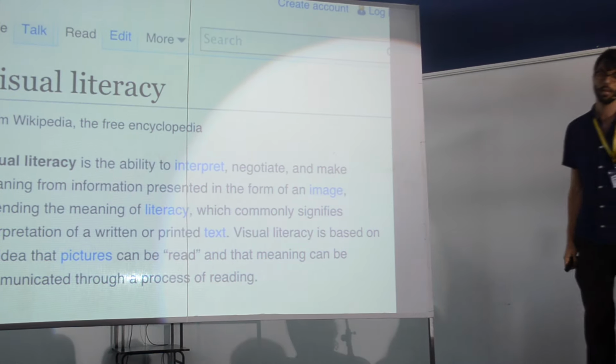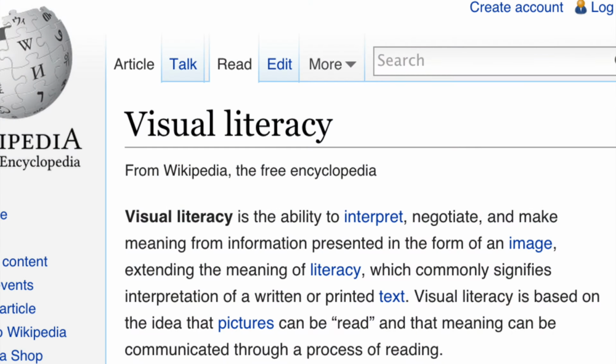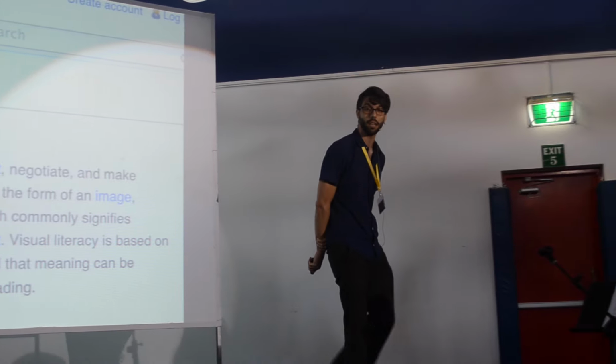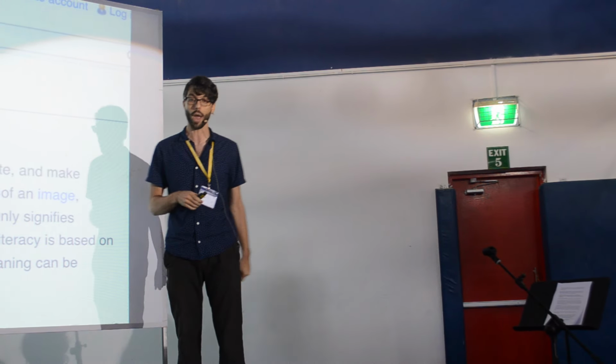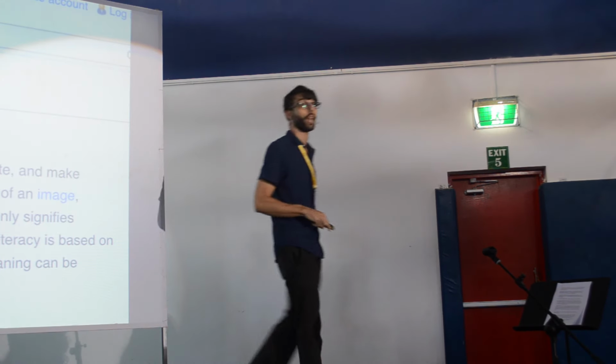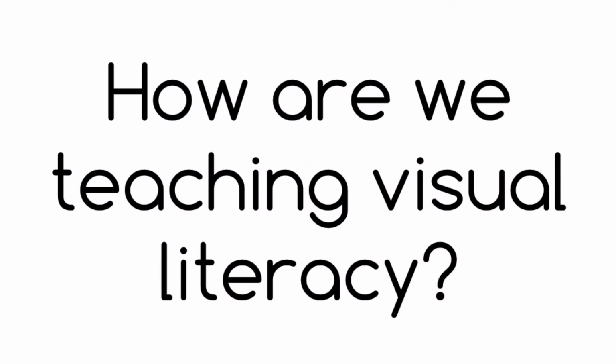Visual literacy is the ability to interpret, negotiate, and make meaning from information presented in the form of an image, extending the meaning of literacy, which commonly signifies interpretation of a written or printed text. Visual literacy is based on the idea that pictures can be read, and that meaning can be communicated through the process of reading. So, how are we teaching visual literacy?